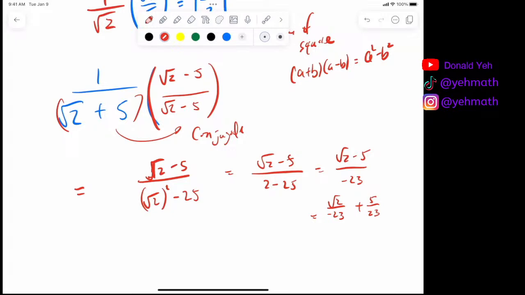Yes. Where does the negative go? The bottom negative sign? Oh, they both went. They both divided by negative 23. So it'd be square root 2 divided by negative 23, and negative 5 divided by negative 23 is going to become positive. Negative over negative is positive. Does that make sense?